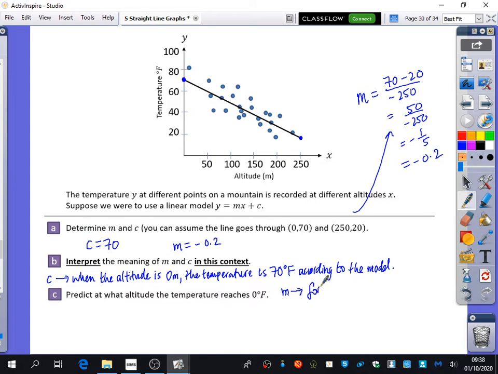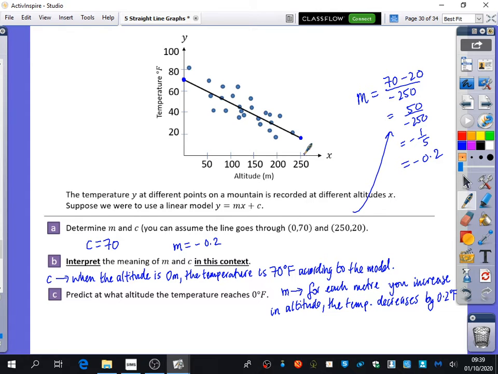So I'm just going to write that down. For each meter you increase in altitude, the temperature decreases. It decreases because it's negative by 0.2 degrees Fahrenheit. Because that's what the definition of the gradient is. The gradient says, for each one space that you move along the x-axis, how is the y value changing? That's what the definition of the gradient is. We know it's negative because we can see it's negative just by looking at the graph as well.